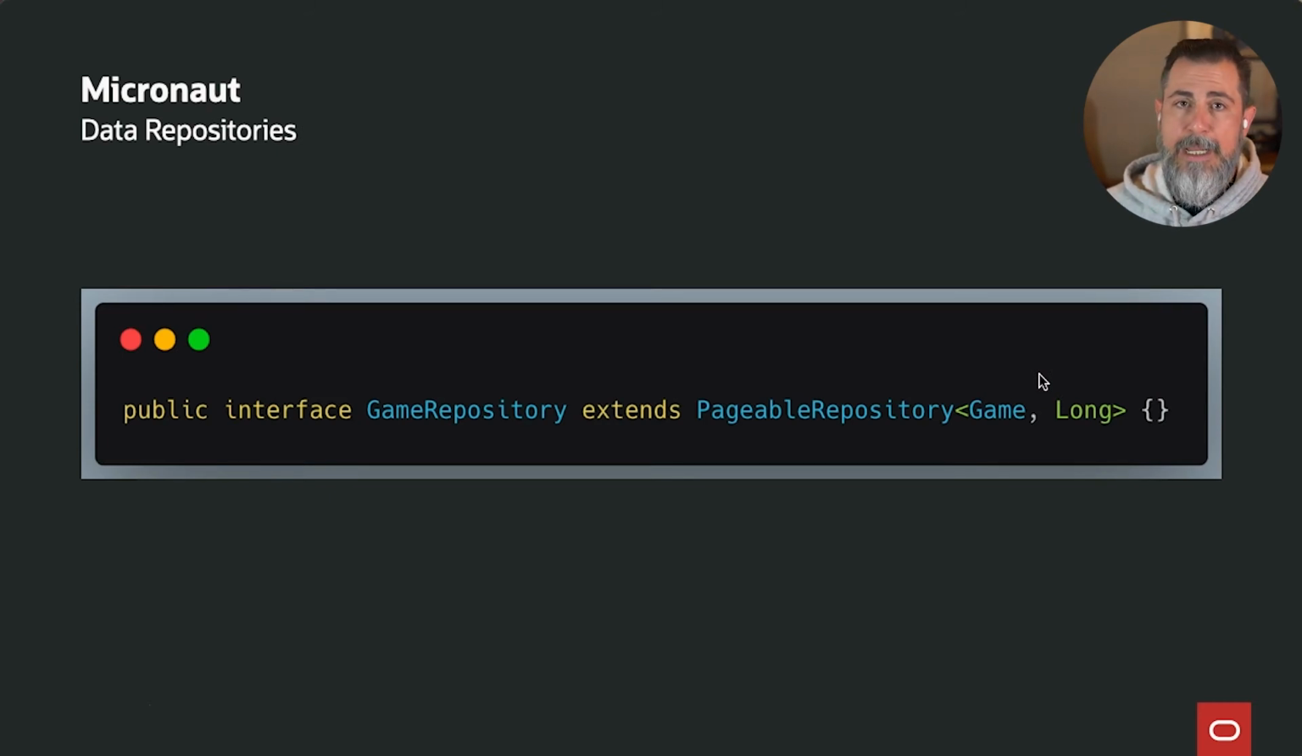For data access, repositories were created that extend the built-in Micronaut interfaces. The entity on the previous slide and the repository shown here are all that Micronaut needs to create the plumbing for basic CRUD operations for the entities.